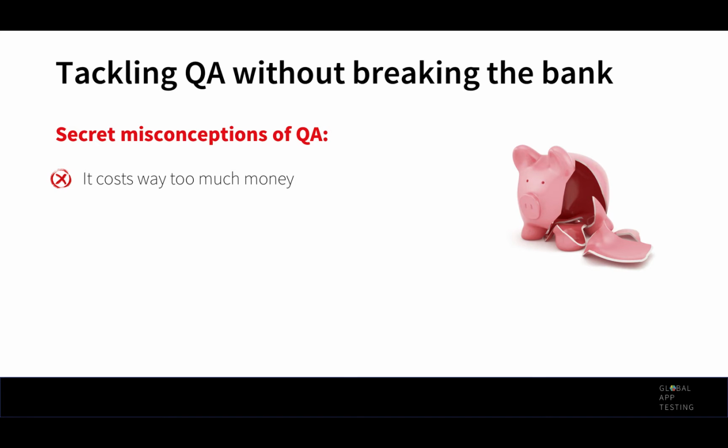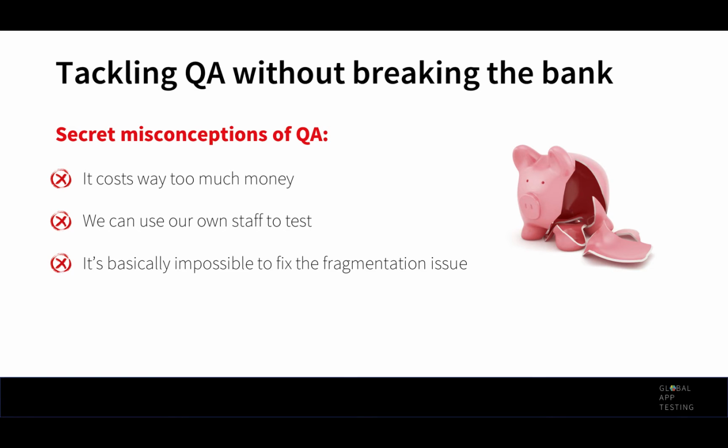Misconception one of QA: it costs way too much money. We're going to debunk that. It doesn't have to cost too much money, and there are ways that you can scale a QA team without just linearly adding people to your organization, because that's not effective and efficient. Misconceptions: you can use your own staff to test. You can use your own staff to test, but you shouldn't, and we'll talk a little bit more about that as well. And it's basically impossible to fix the fragmentation issue.